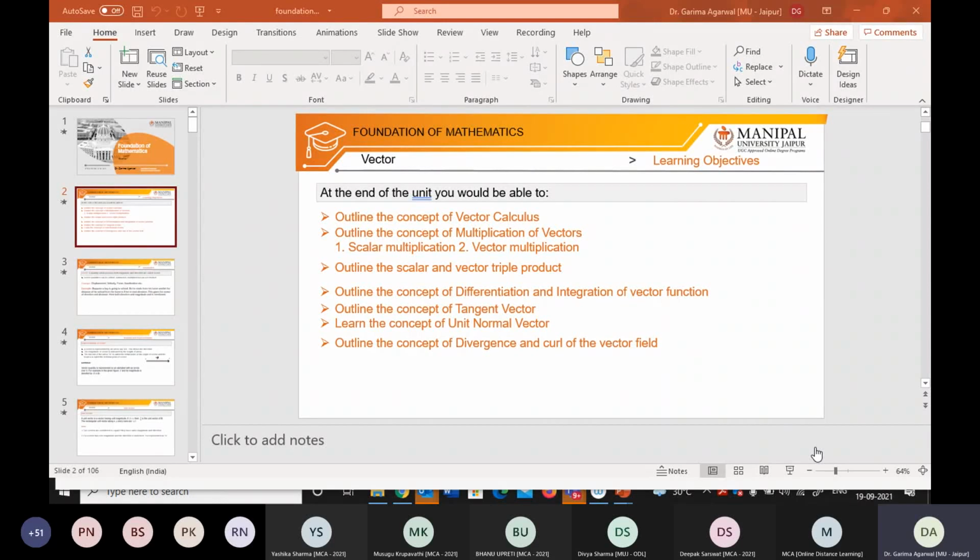Syllabus today, and I need to cover around 110 slides for this unit vector, right?